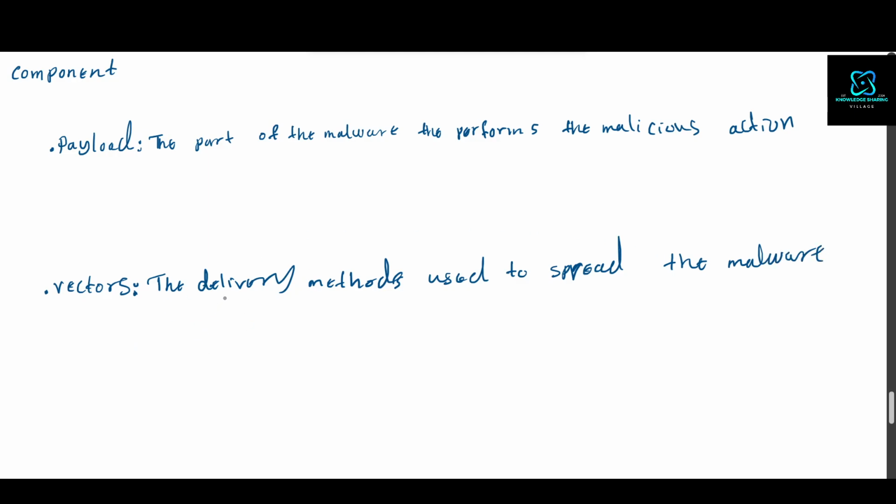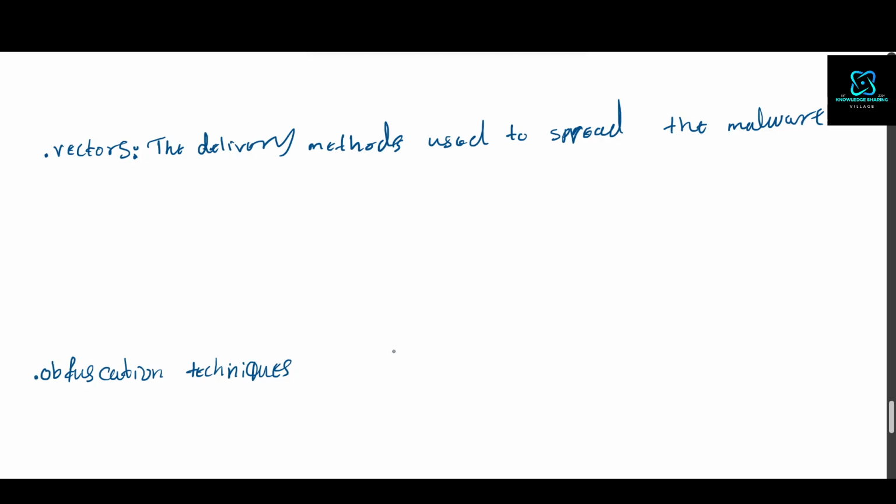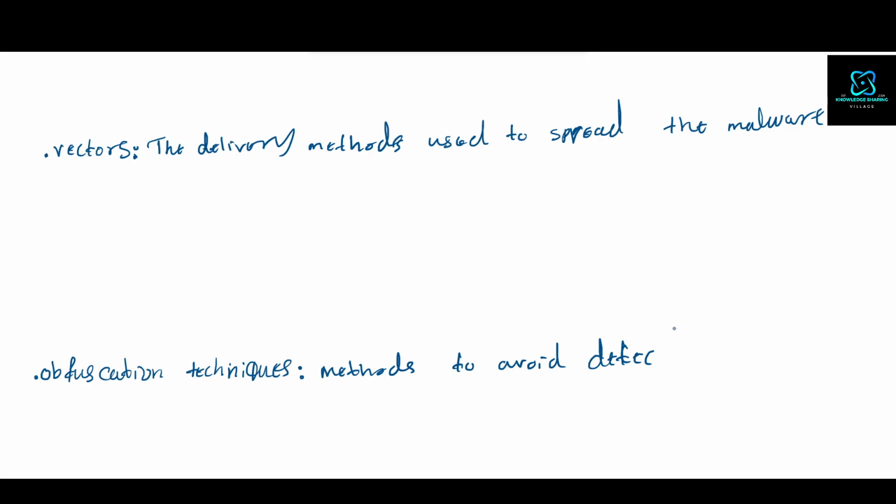That is the function of the vectors. It will help the payload to reach the target. Then a malware also has obfuscation or concealment techniques, and you may ask, what is this for? It is to avoid detection. We will mention some common obfuscation techniques that the malware designer will use at the end of this section.